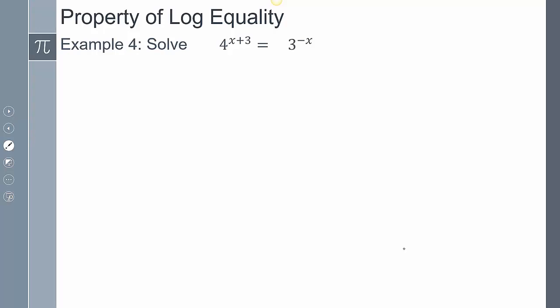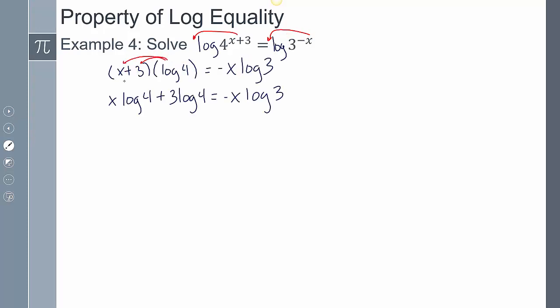On number 4, same type of concept, just a little bit more complicated. There's no way I can make 4 and 3 into the same base, so I take that common log to both sides. Now, because this is that property, I can take that x plus 3, and then I can take my negative x and I can move it to the front. If I distribute this log 4 to both of those, I'm going to get x log 4 plus 3 log 4.